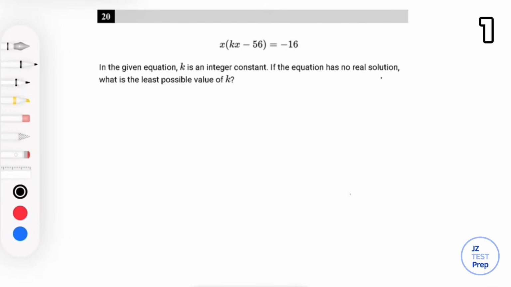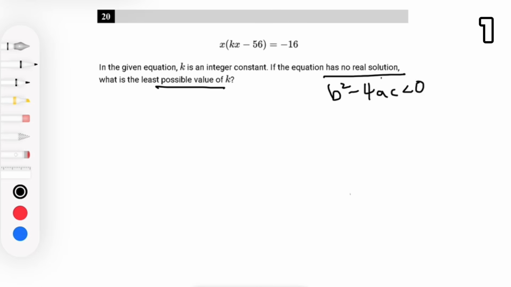Question 1. In the given equation, k is an integer constant. If the equation has no real solution, what is the least possible value of k? Since we know that the equation has no real solution, we have to use the discriminant, which is b squared minus 4ac. And since it has no real solution, it has to be less than 0.